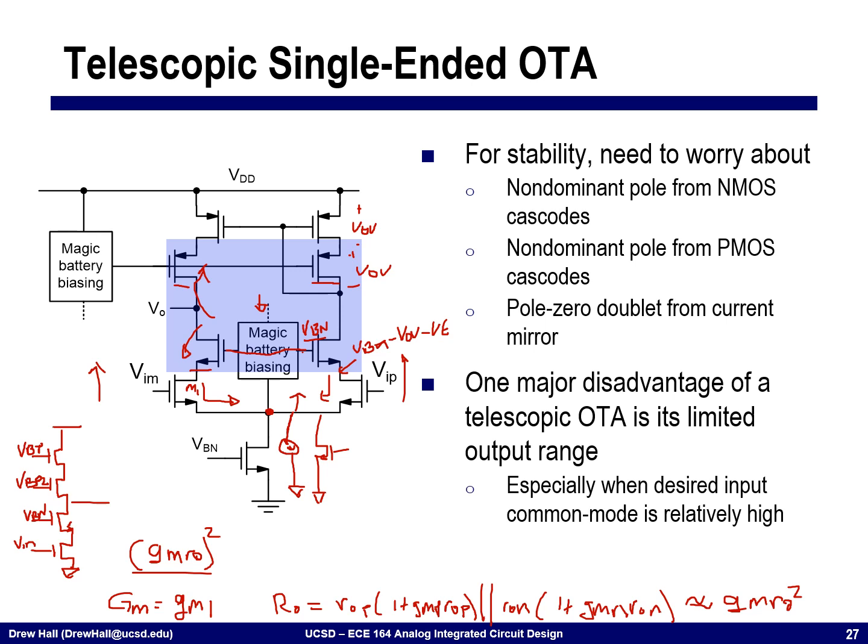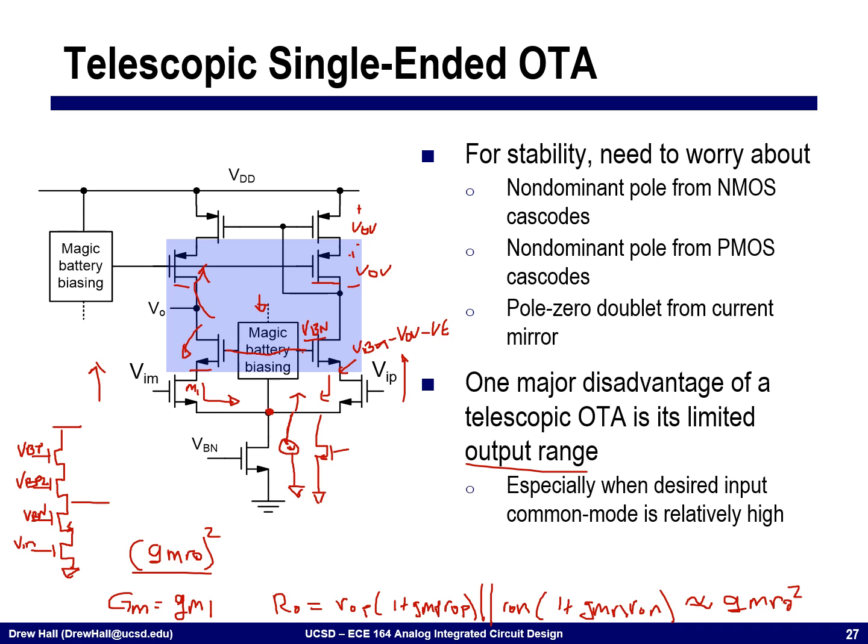And so I'm going to add 2 additional VOVs at a minimum, depending on how I implement this biasing network, in order to keep all of this structure in saturation. Okay, so the downside is that I'm going to get very bad output range and a fairly limited input common mode range for similar reasons, that I just don't have a lot of swing from stacking things.